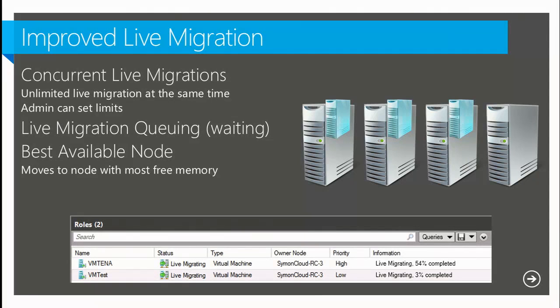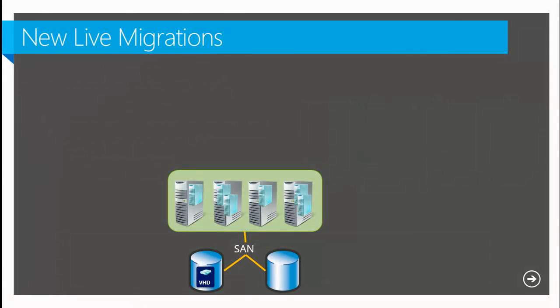Our goal here, we realize with virtualization, memory is the biggest constraint that most of our customers have, and so we wanted to make it easy. When you think, hey, I need to move my VM, which of my 64 nodes should I move it to? You don't have to think about that anymore. You just say, move it to the best available node. We will figure out which of your nodes has the most free memory and automatically move that VM over to that node.